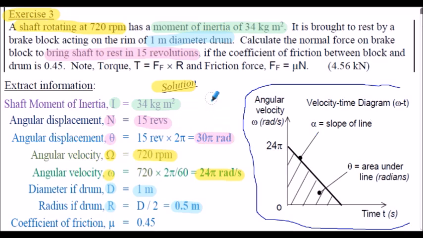The coefficient of friction given in the question between the block and the drum is 0.45, so symbol mu is 0.45. Sketching a velocity time diagram, the initial angular velocity is 24 pi radians per second. So that's it here. And the shaft is ultimately brought to rest, so the final angular velocity will be 0 in this case.